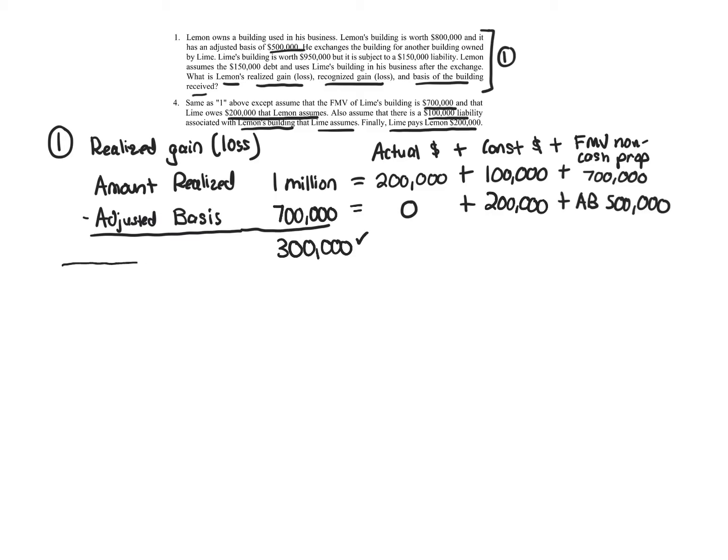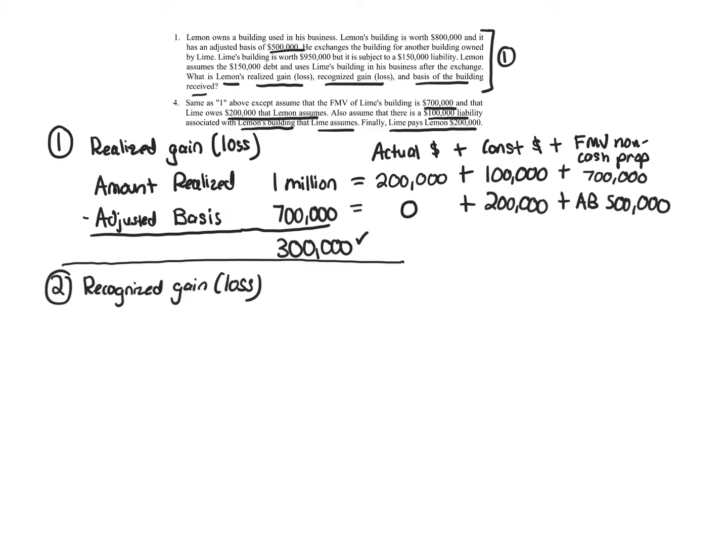So now we move on. The next part is to do the recognized gain or loss. Whenever we do recognized gain or loss, remember the rule that comes to mind in this problem should be non-recognition for like-kind exchanges. So, of course, Lemon and Lime, we're focusing on Lemon. Lemon has a building and is trading that for another building from Lime. Lemon's holding the original building for business, and then the new building is going to be also business. Okay?